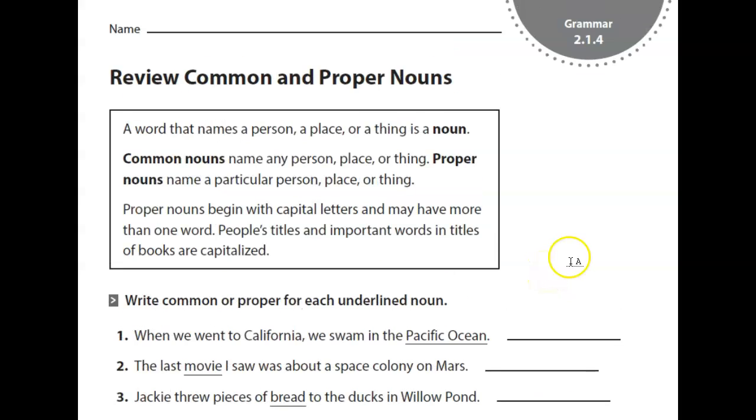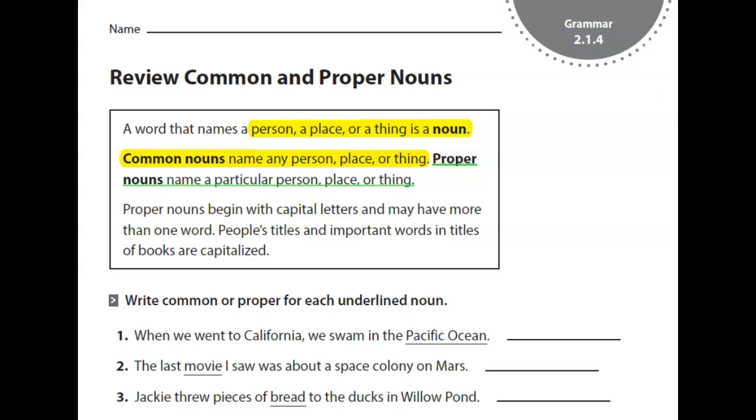We are getting ready to work on our grammar and language practice for today, page 2.1.4. Now, this one we are just continuing to review common and proper nouns. Remember that a word that names a person, place, or thing is a noun. So a noun is a word that names a person, place, or thing. Remember, common nouns name any old person, place, or thing, but proper nouns name a particular person, place, or thing.